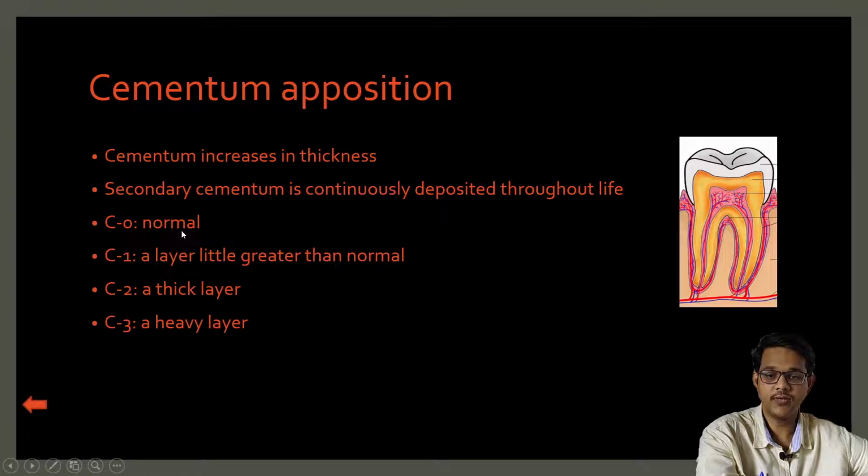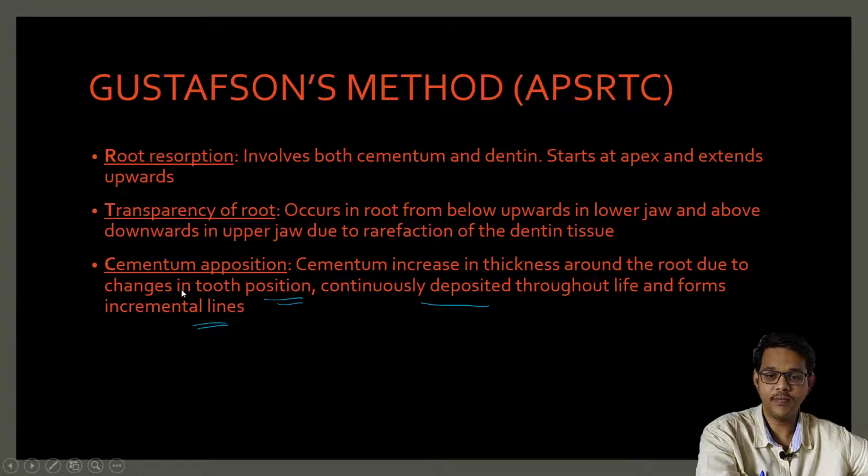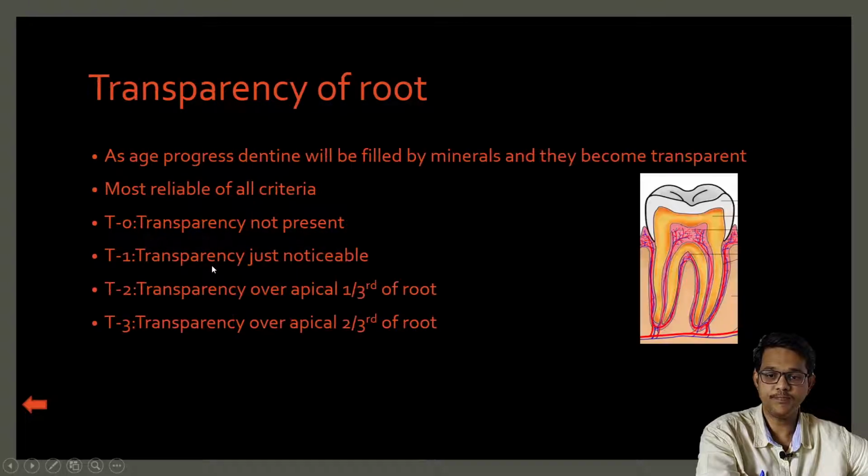Again, it is divided into C0, C1, C2 and C3. C0 is normal, C1 is a layer a little greater than normal, C2 is a thick layer, and C3 is a heavy layer. So this is how the Gustafson method is useful for determining the age. The grading is done.